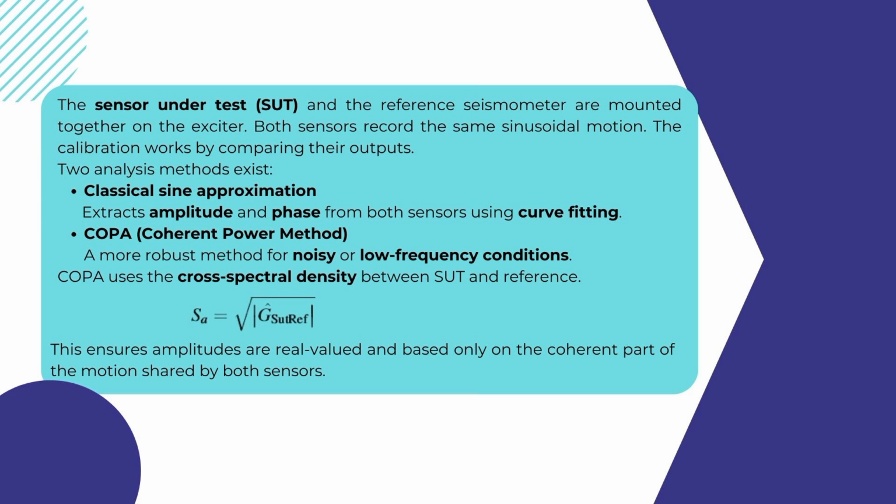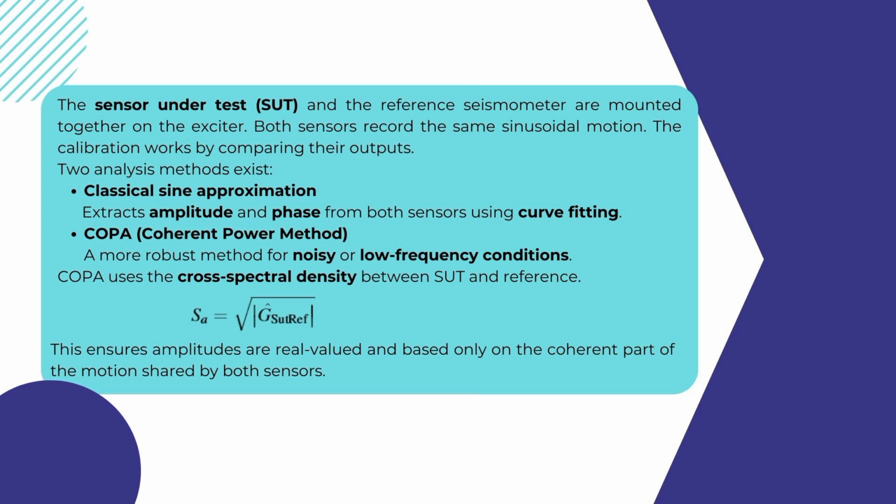Both sensors record the same sinusoidal motion. The calibration works by comparing their outputs. Two analysis methods exist. The first one is classical sine approximation, which extracts amplitude and phase from both sensors using curve fitting. The second is COPA, the coherent power method, a more robust method for noisy or low frequency conditions.